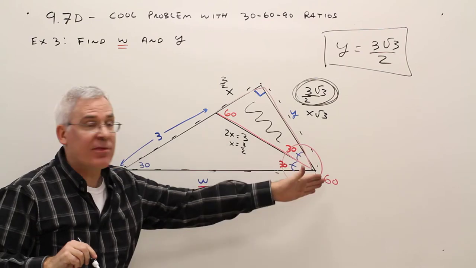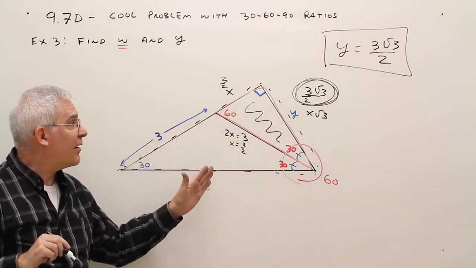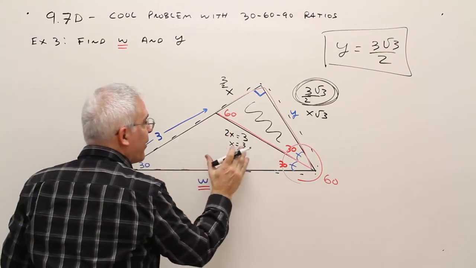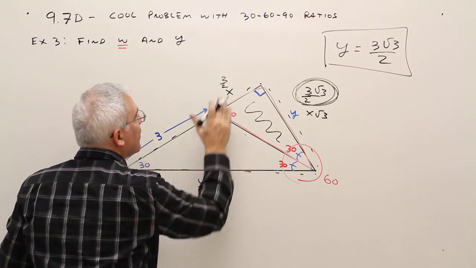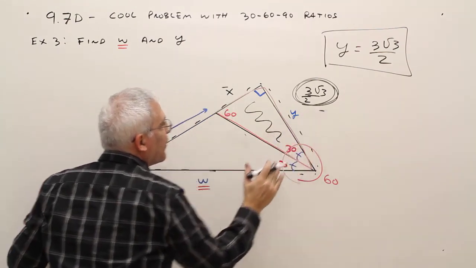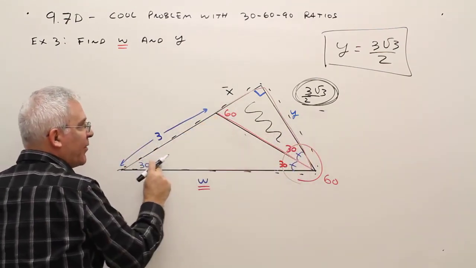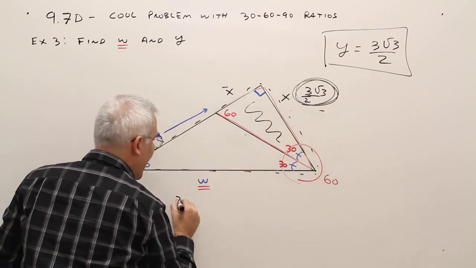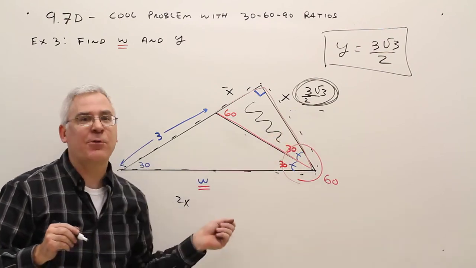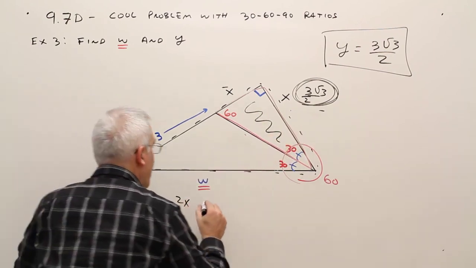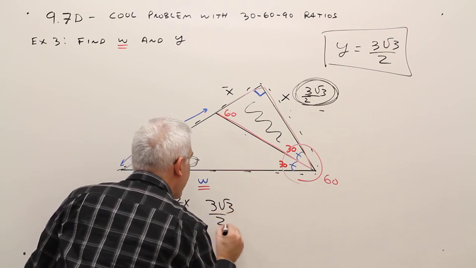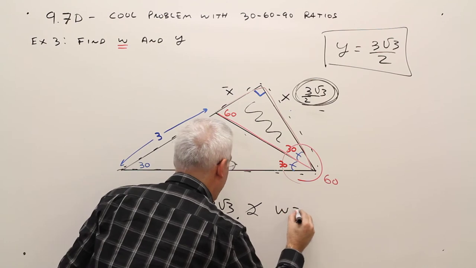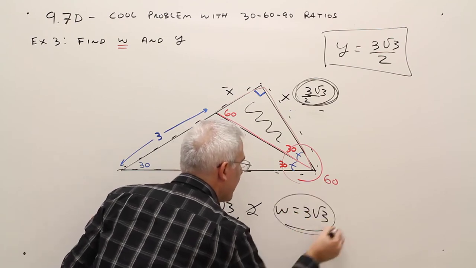So now I'm looking at the big 30, 60, 90. Okay, so I'm going to erase all my X's. That was just for over there. So all that work, I'm sorry, is going to be gone. So now as far as in this triangle, opposite of 30, this is now the X. This is now the 2X. So to get this, all I gotta do is double that. So it's going to be 3 rad 3 over 2 times 2. Those 2s cancel. So now W is simply 3 radical 3.